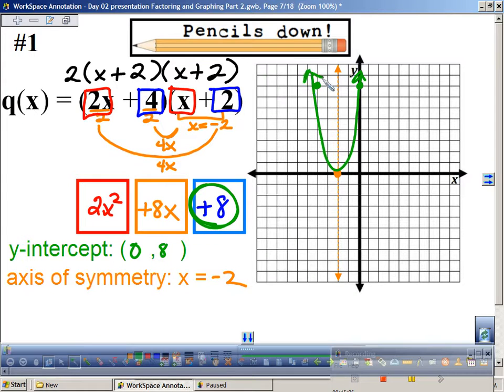And I try and make it as much of a U as I can rather than, if it looks like this, it's going to look like absolute value, right? Try and put some type of a curve on it. Okay, questions?